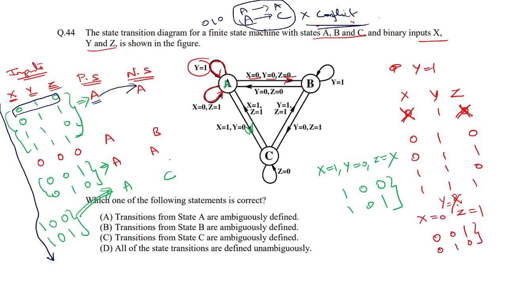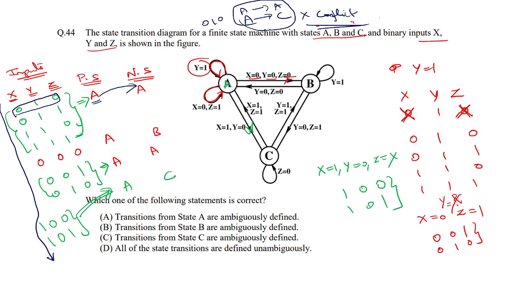So here you see these combinations 0 1 0, 0 1 1, 1 0 1, 1 1 0, 1 1 1 go A to A. Then 0 0 0 moves from A to B. Then 0 0 1, 0 1 0 again A to A. Then 1 0 0, 1 0 1. Is there any ambiguity in this? Then you can say that transitions from state A are ambiguously defined.